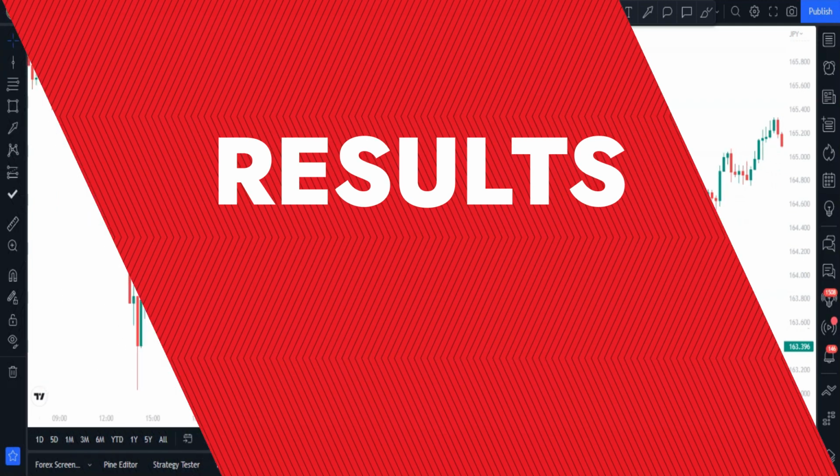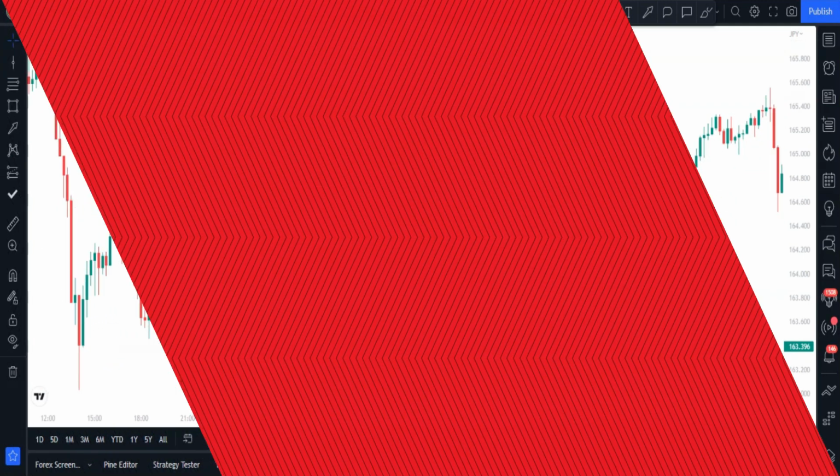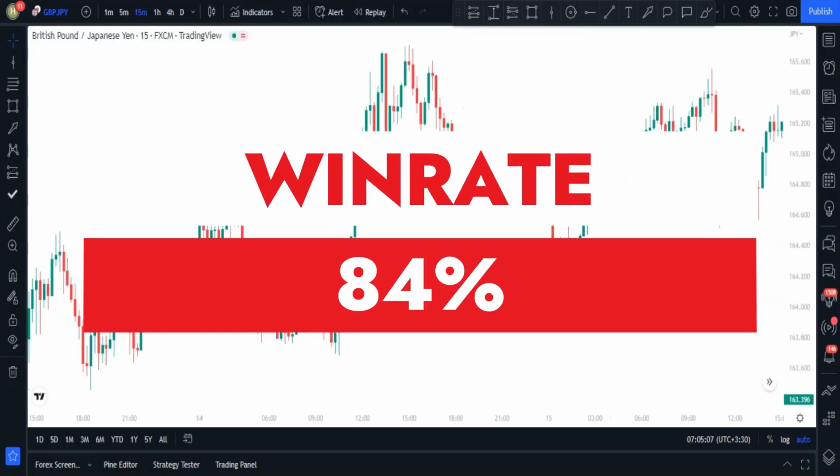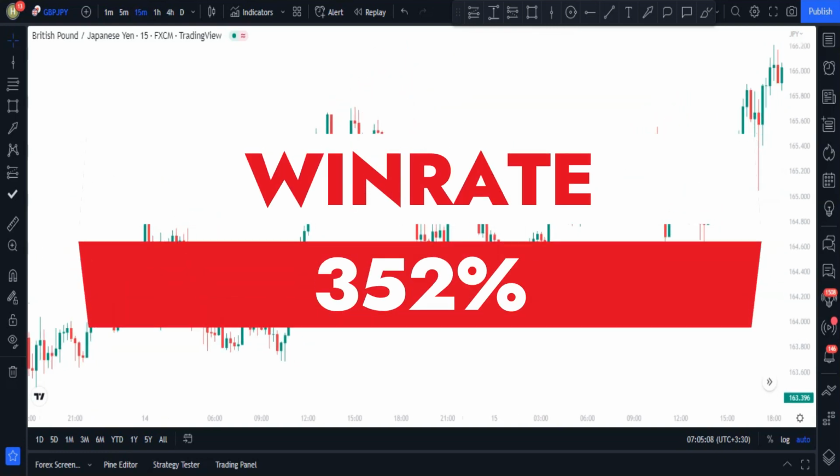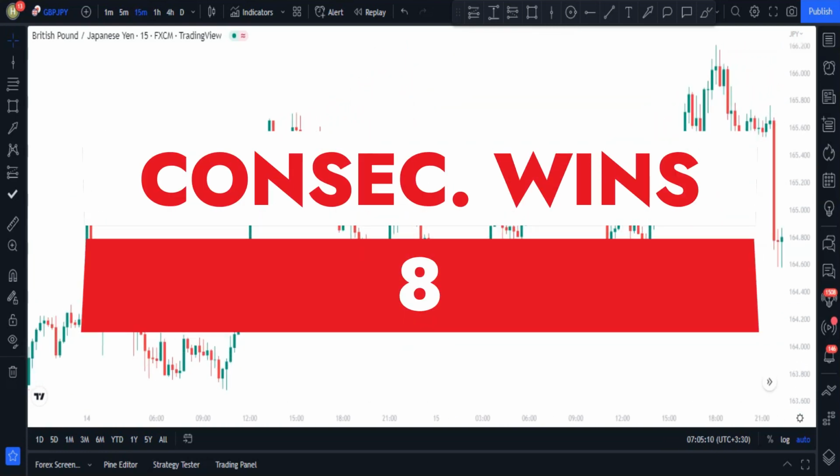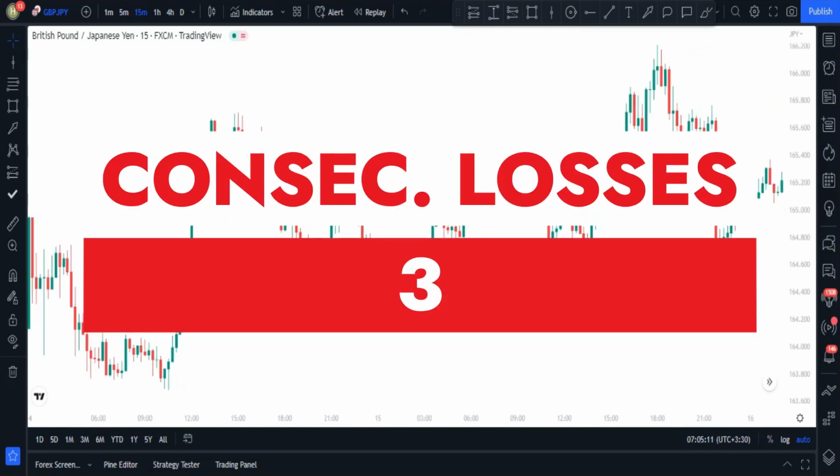So now I did the back testing and here's the result of this setup. The win rate of this setup was 84% and we gained 352% and we had 8 consecutive wins against 3 consecutive losses in 12 weeks.